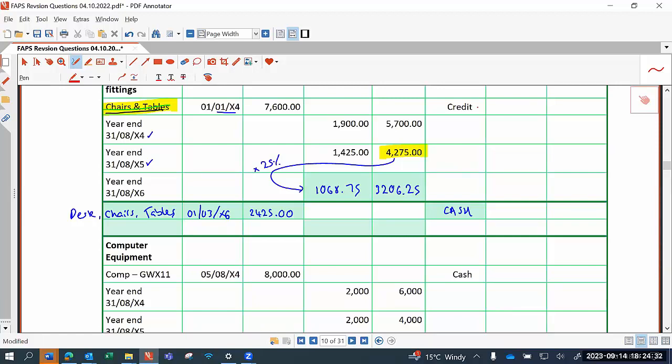So the 2,425 is in there now. So what do I need to do next? Any thoughts on what needs to go in this row underneath? Thinking about how we dealt with the other chairs and tables. What do I now need to do with this purchase price? What's going to happen in that empty row?